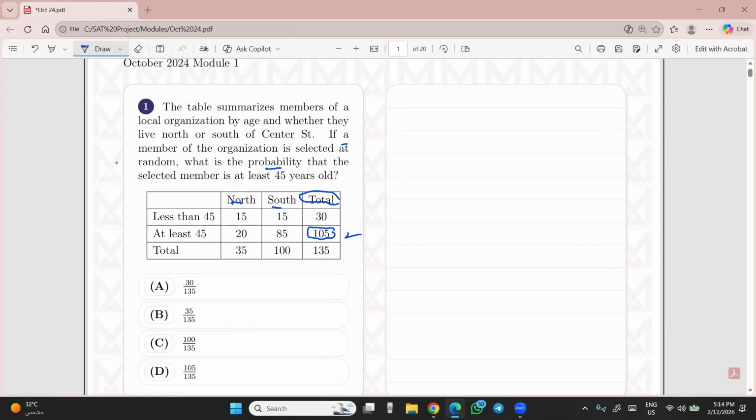And then we divide 105 by 135 because the probability has a rule. The probability is equal to the event we are talking about over the total. So we are talking about the event, which is the number of members that are at least 45 years old, 105, over the total of 135. Of course, this number can be simplified, but if you look at the answers, you can find it without simplifying, which is letter D.